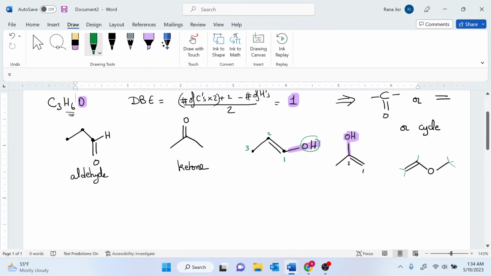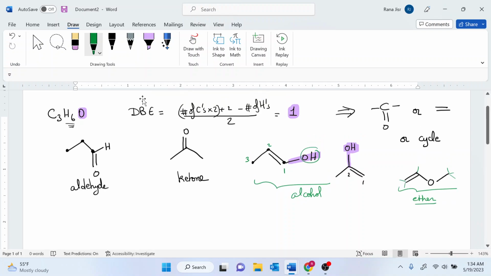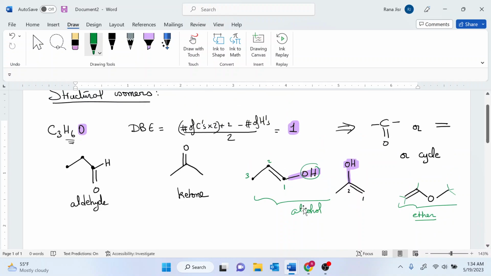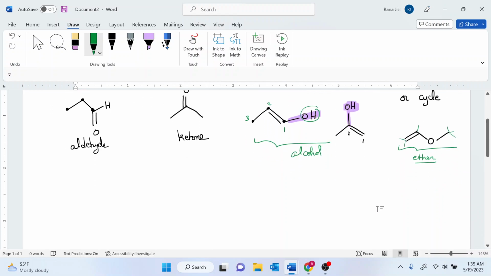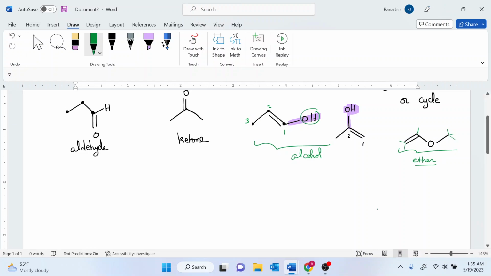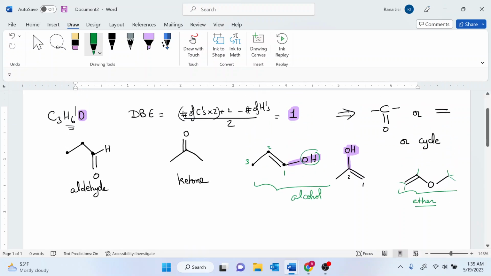So these are the alcohol isomers. And this is the ether isomer. And notice that all of these isomers, whether they are aldehydes, ketones, alcohols or ethers, have one degree of unsaturation. The DBE is equal to 1 there. Now, I'm done with the alcohol, I'm done with the ether, I'm done with the double bond.